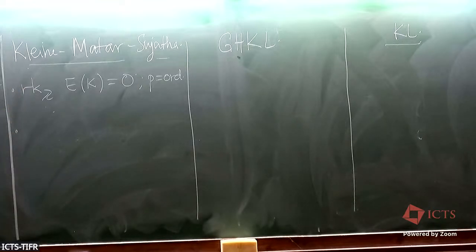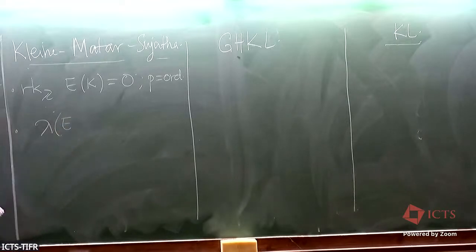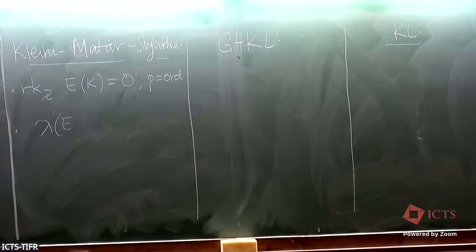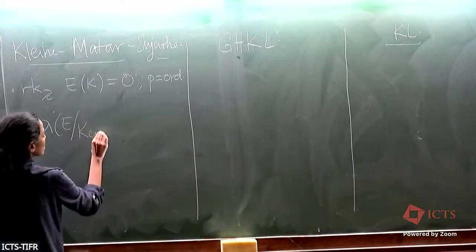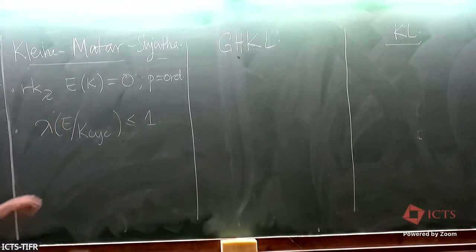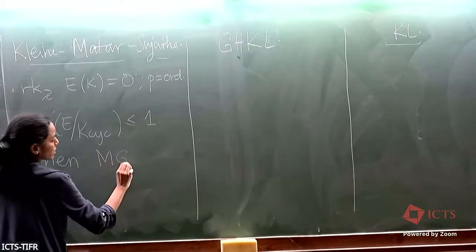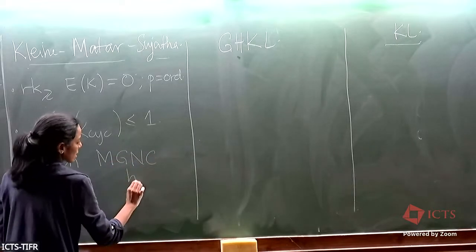And in the root number 1 case, they have a result which says if the lambda invariant, so this is the usual Iwasawa lambda invariant attached to the Selmer group of the elliptic curve over K cyclotomic, is at most 1, and P is again ordinary, then Mazur's growth number conjecture holds.